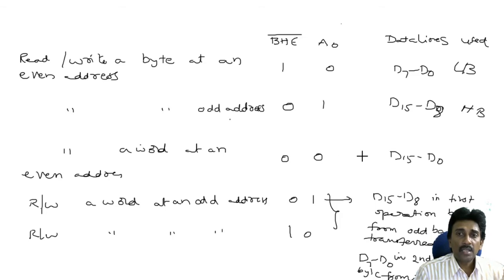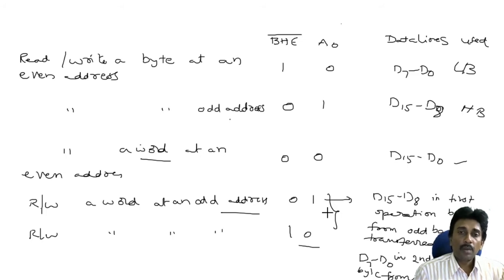If you want to use the D0 to D15 lines, or read or write a word at an even address, you need to select BHE bar and A0 as 00. So when you select 00, a complete word at an even address, that means D0 to D15 lines will be transferred from the memory to the microprocessor or from the microprocessor to memory. In the same way, for reading or writing a word at an odd address, if you choose the odd address by putting BHE bar and A0 as 01, the higher byte will be transferred. If you select 10 for an odd address, the lower byte will be transferred.